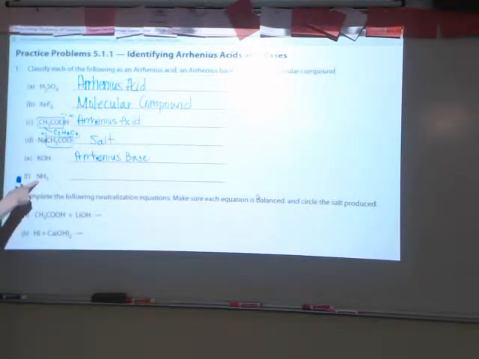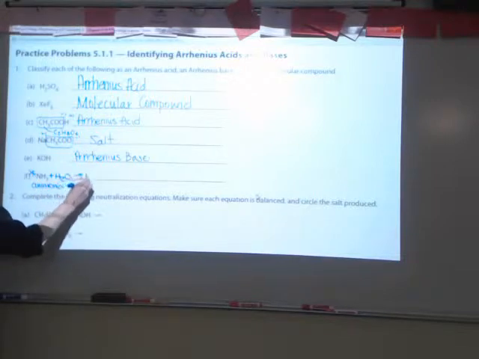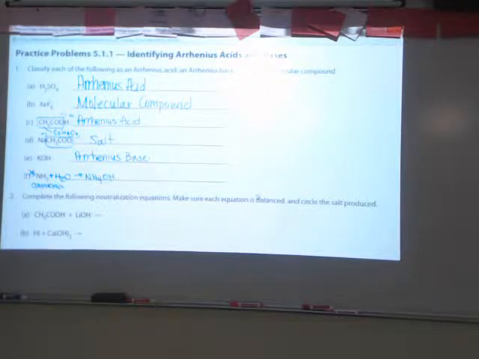NH3. Okay, this is where the Arrhenius definition for bases is kind of limiting. NH3 is actually a weak base, and that's because when I put this into water, this is ammonia, by the way, it's going to form ammonium hydroxide. Okay, so this is technically a base. This is going to lead me to give you a different definition for acids and bases that's broader. Okay, it's the Bronsted-Lowry definition that we'll talk about in a second.